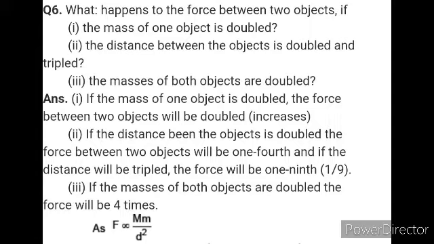Similarly, the third part is the masses of both the objects are doubled. So again the same thing, the masses and the force are in direct relation. Fine. So both the masses are doubled. So 2 by 2, that is 4. So the force will be 4 times. Moving on to the next question.